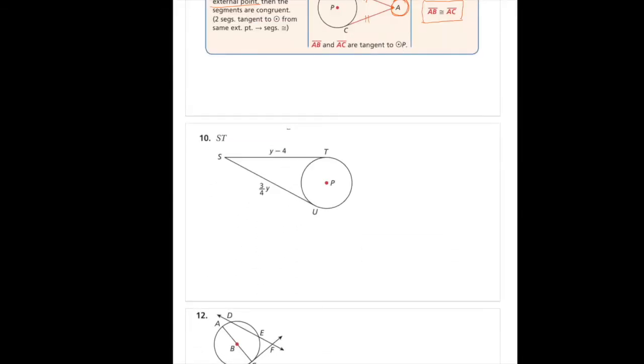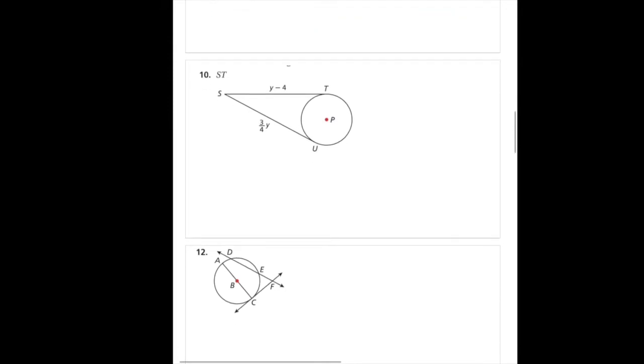The next one is a problem. Now you can see, find ST. That's what they want you to figure out, ST. So it's pretty clear, because there is an external point S and they drew tangents to the same circle. So that means segment ST is congruent to segment SU. That means the length of ST is equal to SU.